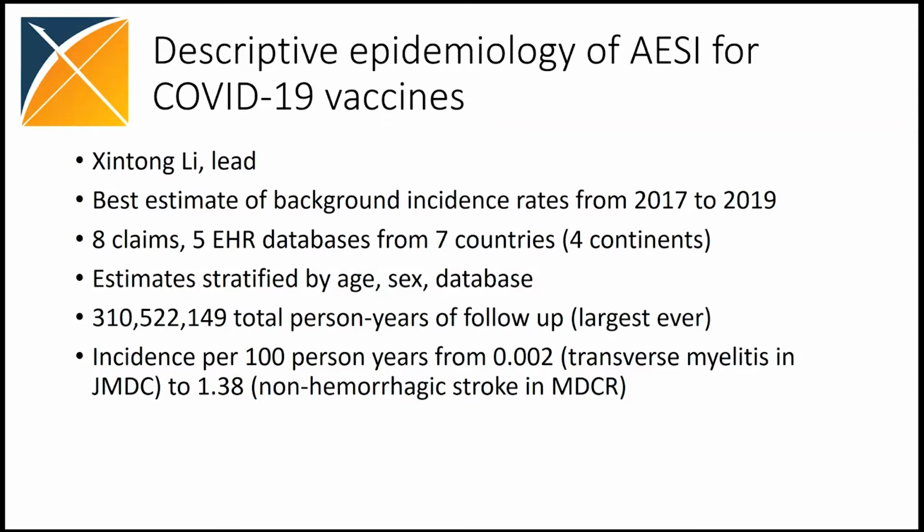The incidence, expressed as incidence rates per 100 person years, varies greatly for our outcomes. So our findings are, for example, 0.002 for transverse myelitis in one database to 1.4 for stroke in another database. So about a 1,000-fold range in incidence rates among these outcomes. And I'll show more results in a moment.